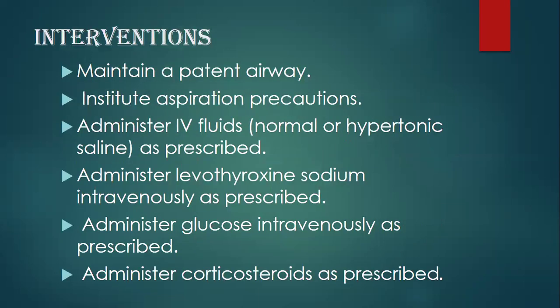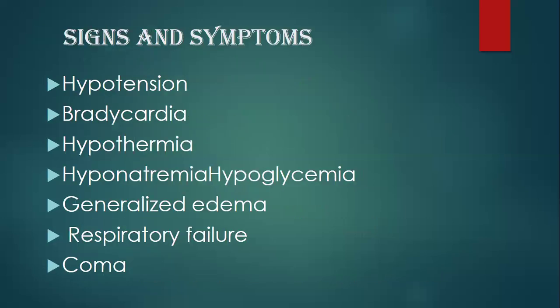So what are the interventions in case you are managing a patient with myxedema? What are your interventions? You know this patient is already in coma. So the patient will require you to go a further step for them. You maintain a patent airway for them. Institute aspiration precautions. A patient in coma, you have to make sure that this patient does not aspirate. Administer IV fluids, normal or hypertonic saline. Administer levothyroxine sodium. Yes. So you give them levothyroxine because their T3 and T4 are excessively low. Administer glucose intravenously as prescribed. Administer what? Glucocorticoids.